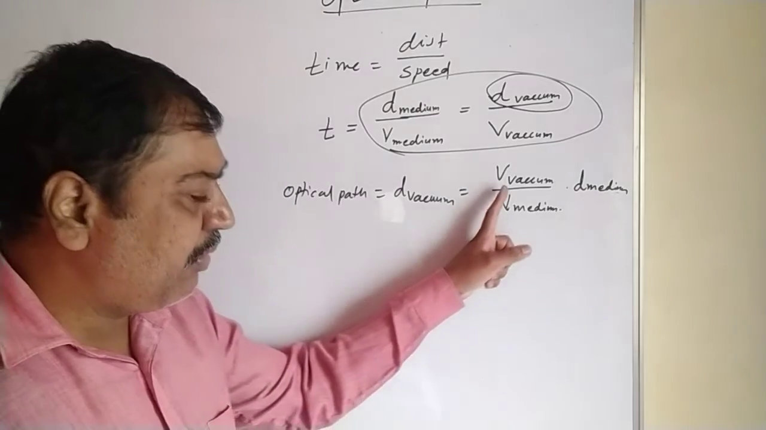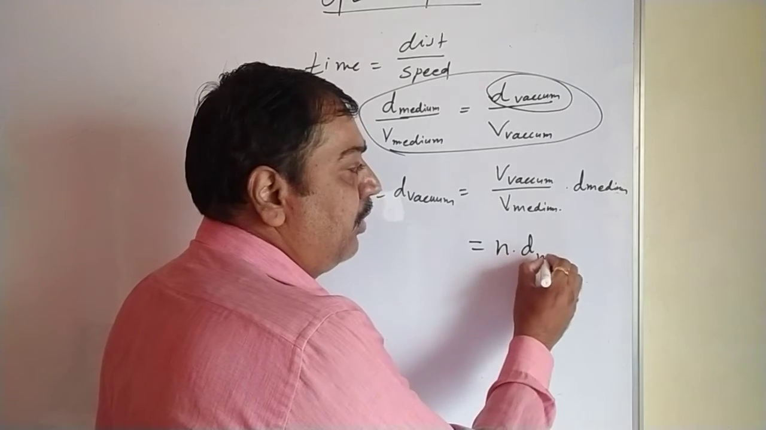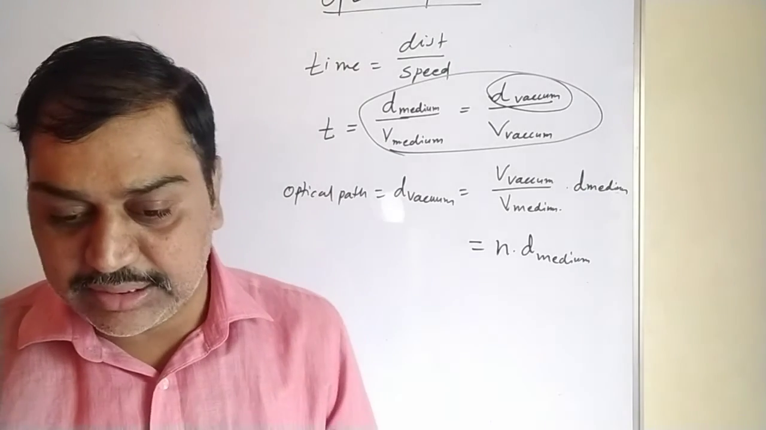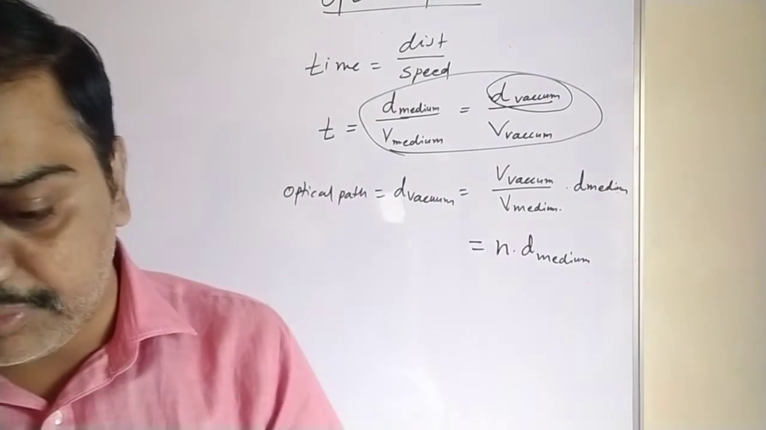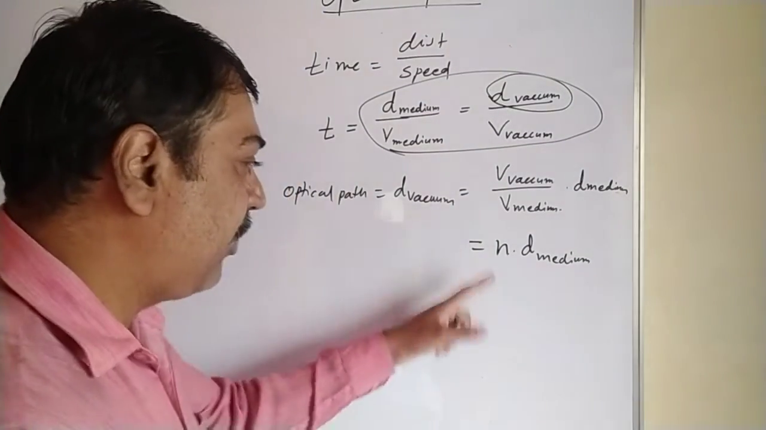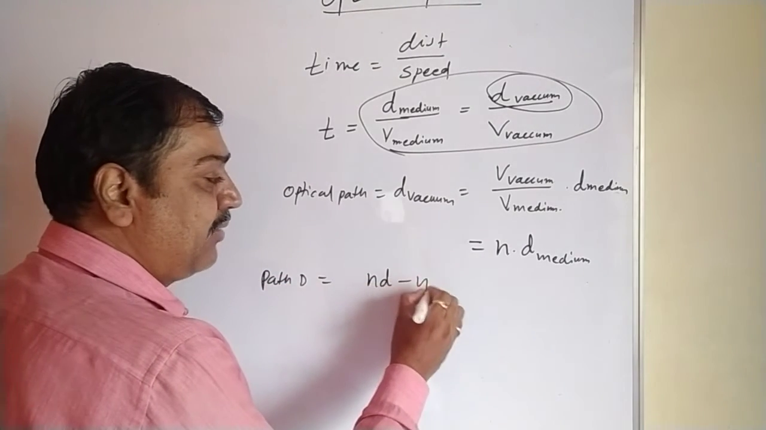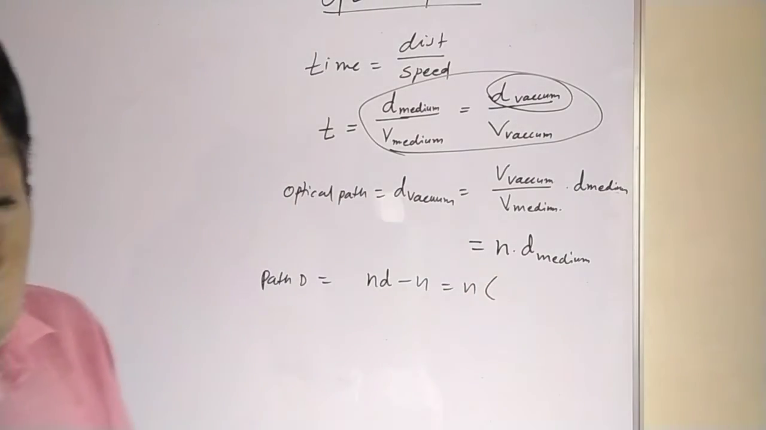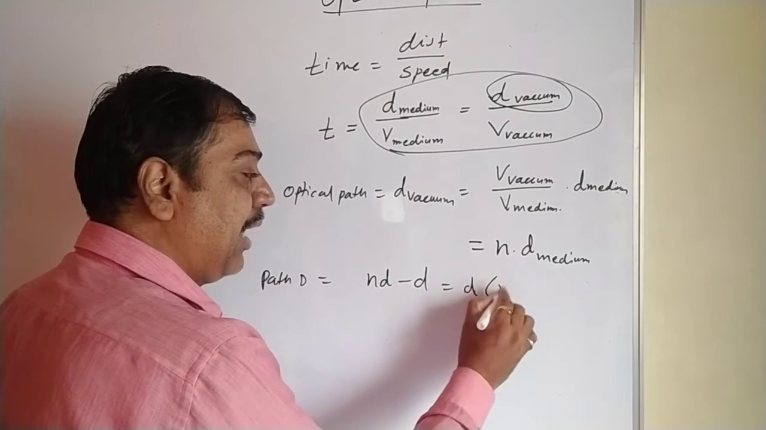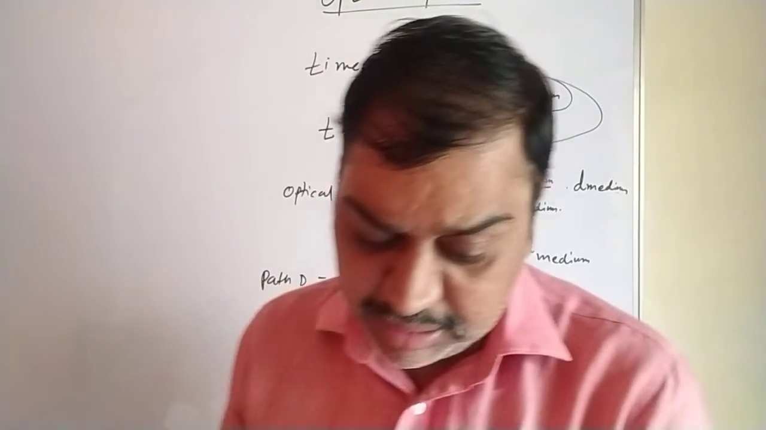But we know the velocity of the wave in a vacuum to the velocity of the same wave in a medium gives the refractive index. So it will be n into d medium. So this gives the new formulation, n into d medium. So distance traveled in a medium of refractive index n introduces a path difference. In vacuum it is d, in medium it is nd, so the path difference equals nd minus d. Here d is common, in the bracket it is n minus 1. This would be the path difference that we can find out. So in short, it is the optical path.